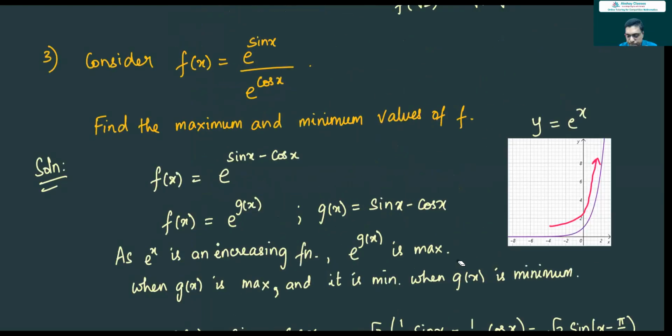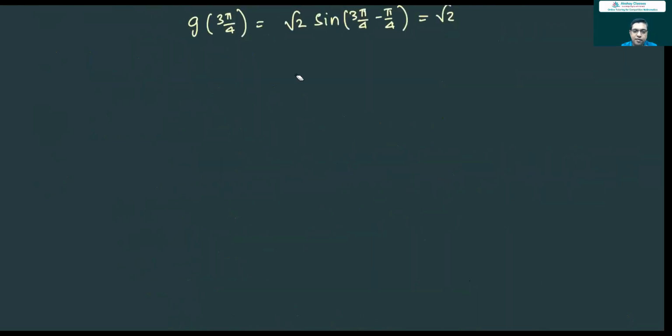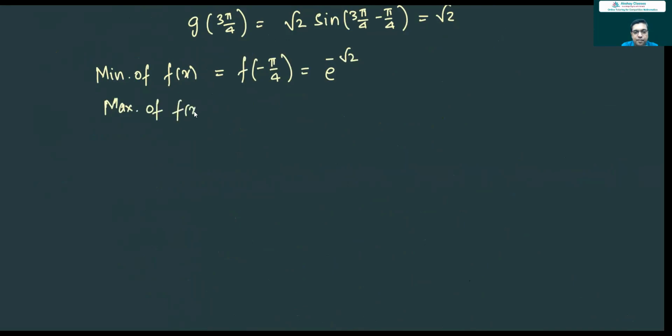So the answer we get for what is the minimum and maximum value of f: the minimum value of f is f of minus pi by 4, which is e power minus root 2, and the maximum of f is e power root 2. So this is the minimum and maximum.